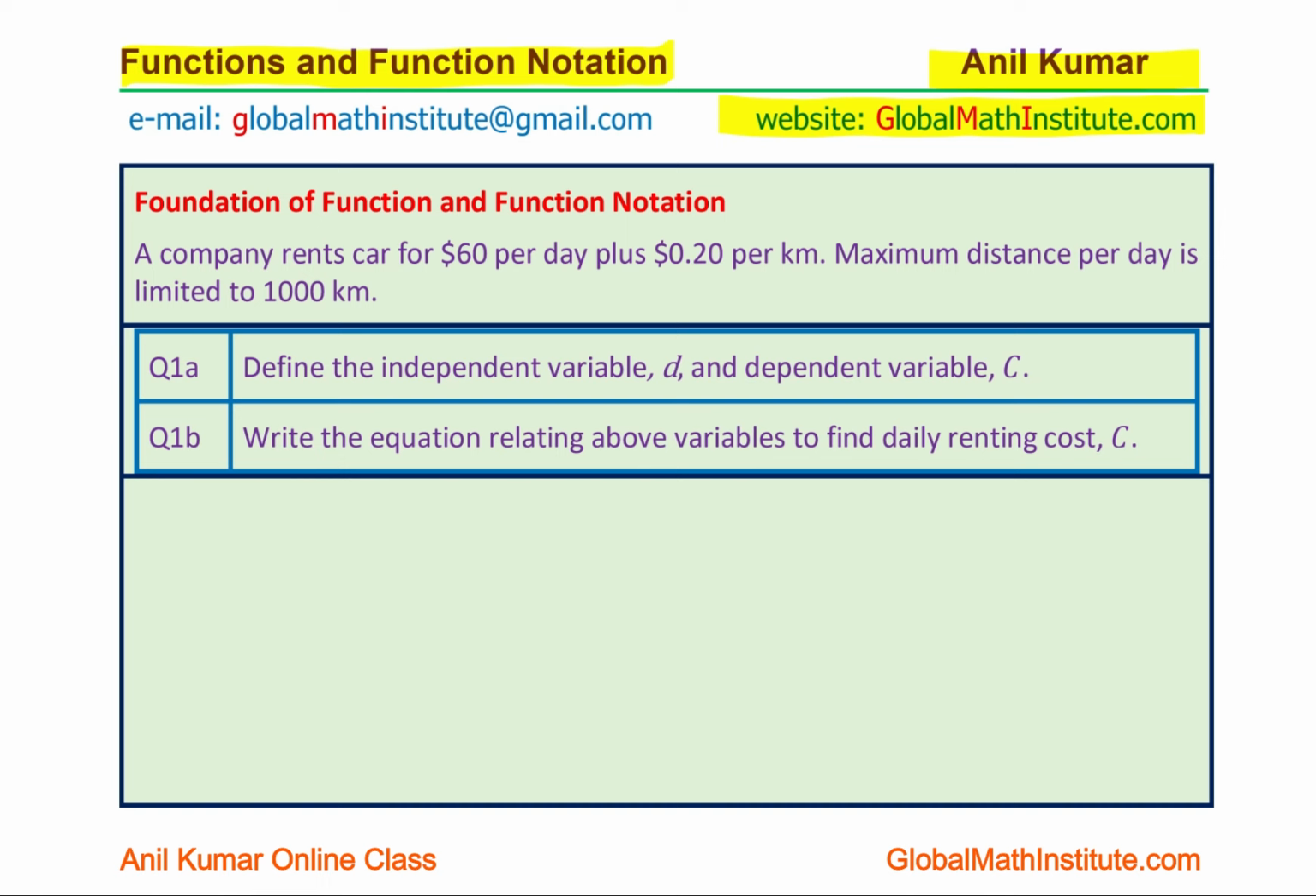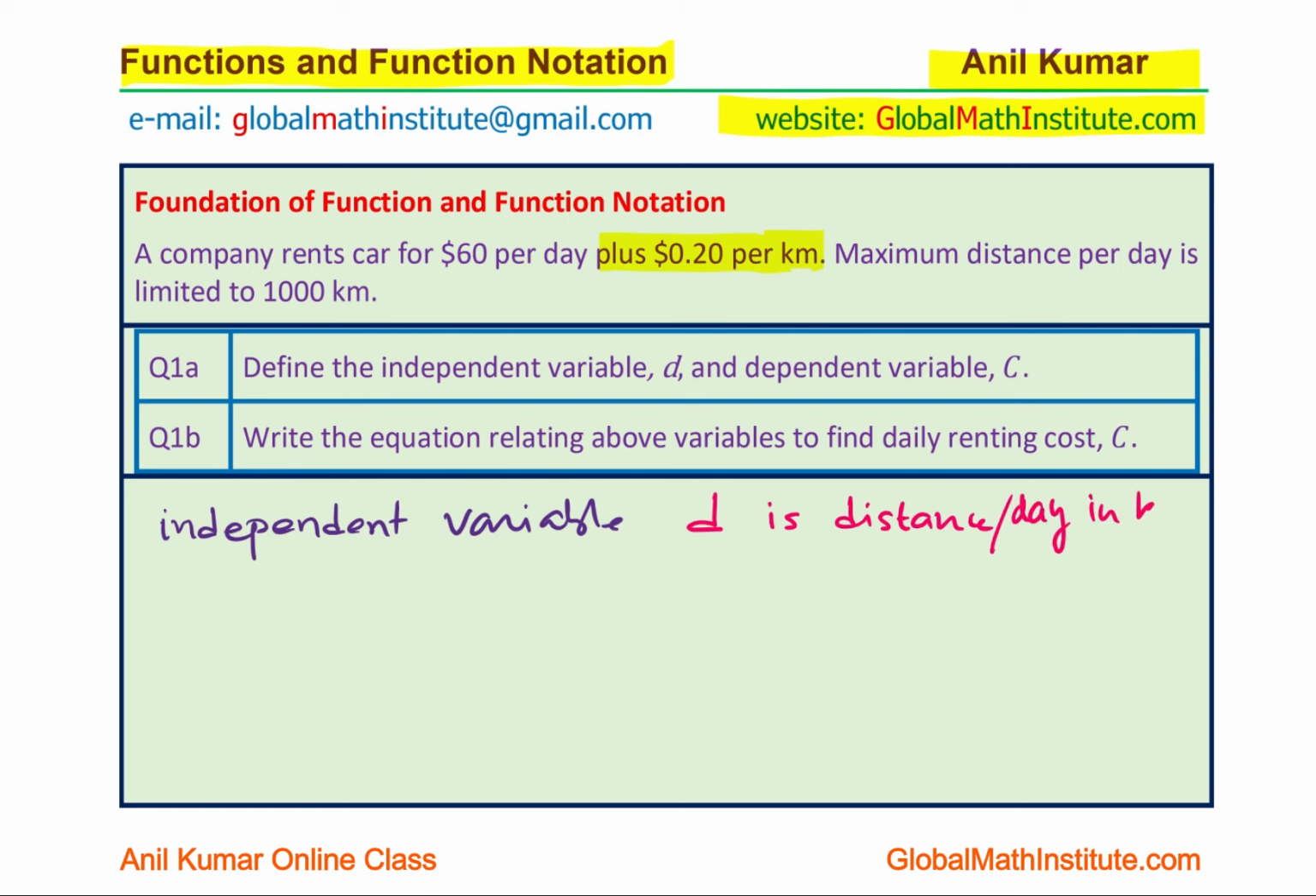Well, you know, what is the independent variable here? In this case, the independent variable is the distance covered per day, right? Because we are given the rate per kilometer of distance covered as 20 cents. So, we'll call this independent variable D. D is distance in kilometers, you can say per day, in kilometers, correct? So that becomes the independent variable.